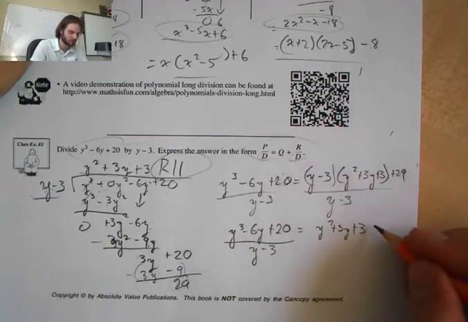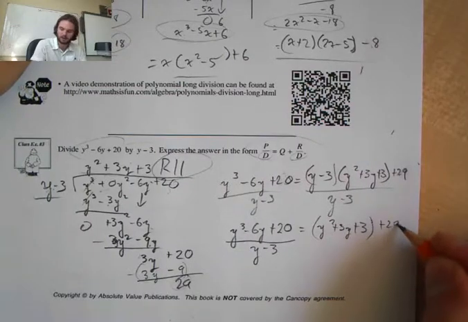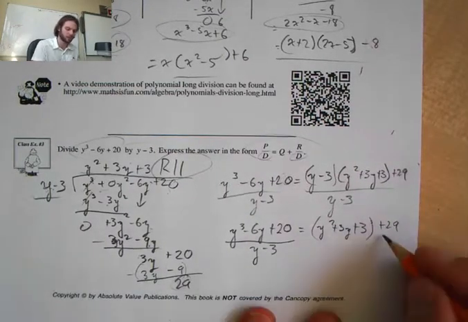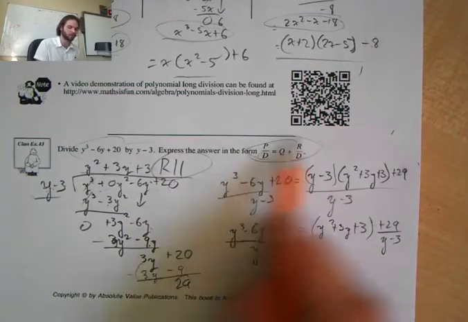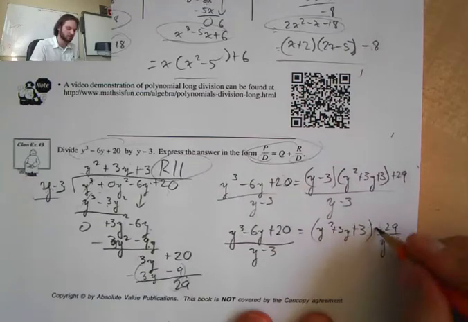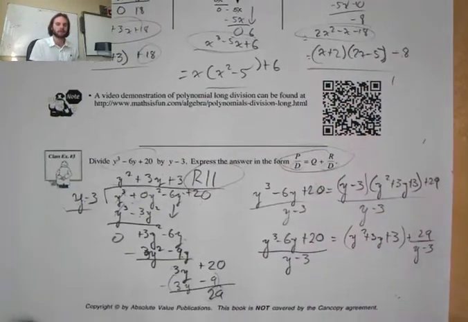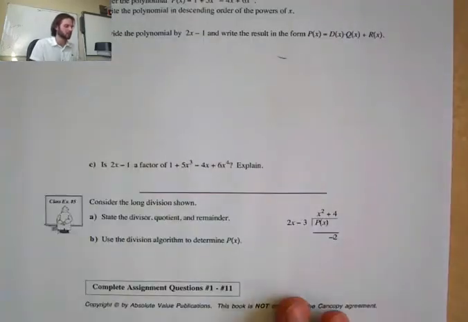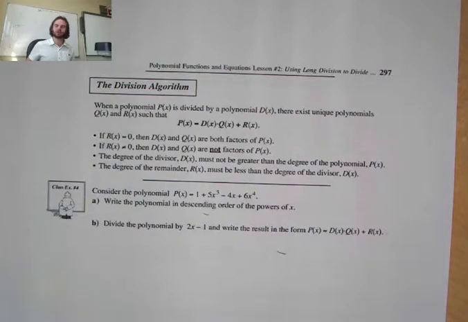Okay, so we have all of this, and then we go plus 29 all over y subtract 3. And that is in the form that we wanted it in. It should be plus there, because we divided everything by y subtract 3. All right, so that's how it is. Now there's a little division algorithm that we're going to use. We're going to try and figure this out.